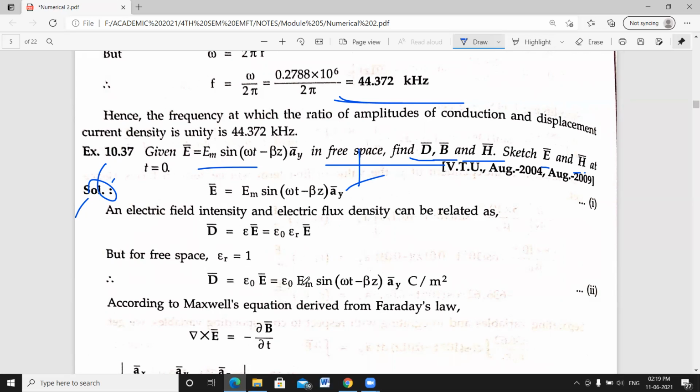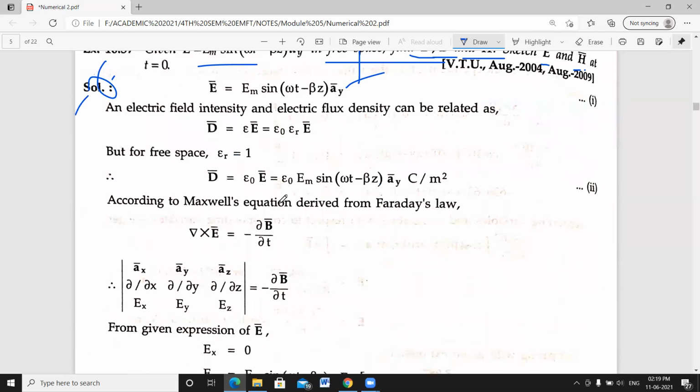E = E_0 = Em sin(ωt − βz) ay coulombs per meter square. Then according to Maxwell's equation, del cross E is equal to minus ∂B/∂t. This is what we know. Just write del cross E: the determinant of Ax Ay Az, ∂/∂x, ∂/∂y, ∂/∂z, Ex Ey Ez, equals minus ∂B/∂t.